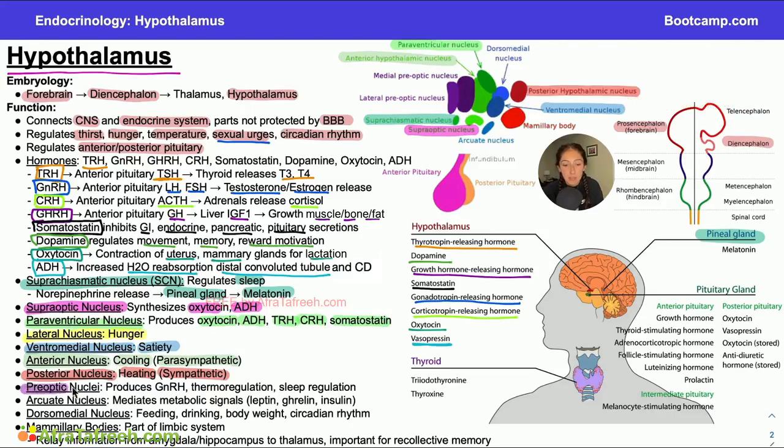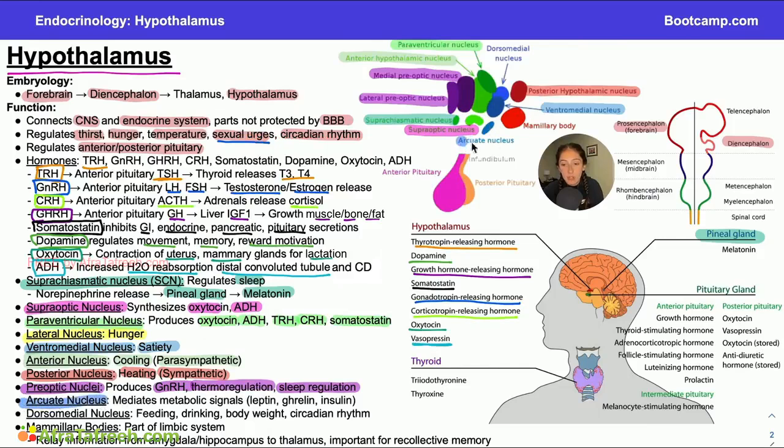The next nuclei that we'll talk about is the preoptic nuclei. And if you look over here, we have a medial preoptic nuclei and a lateral preoptic nuclei. I don't think it's incredibly important that you are able to differentiate between these two. I think it's pretty low yield, but our preoptic nuclei themselves are important because they produce GnRH, and they're also involved with thermoregulation and sleep regulation. So they have a diversity of functions here, and they're also most likely the primary site for GnRH creation within our hypothalamus.